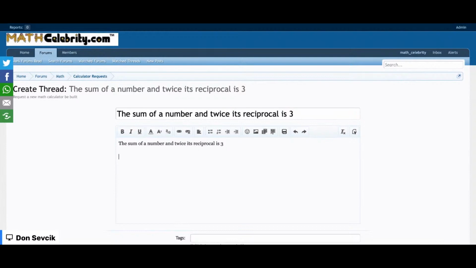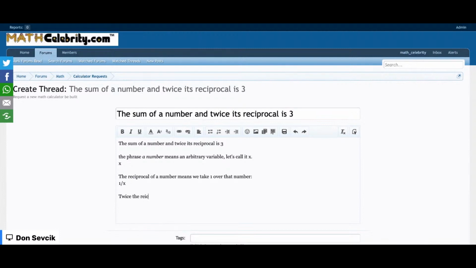The sum of a number and twice its reciprocal is 3. The phrase a number means an arbitrary variable. Let's call it x. You can choose anything for this, by the way. I just like to choose x because it's common. The reciprocal of a number means we take 1 over that number. We have 1 over x. When it says its reciprocal, that means we take 1 over whatever it was, which is x.